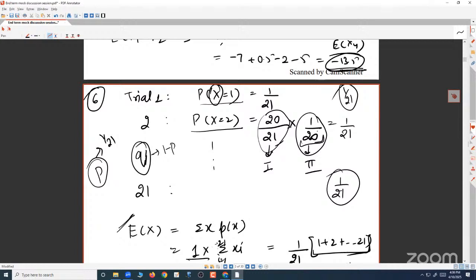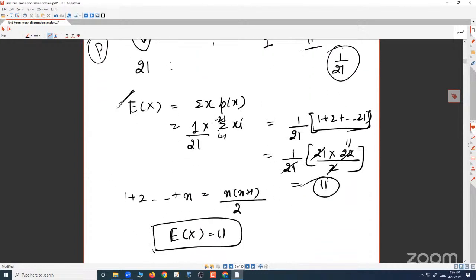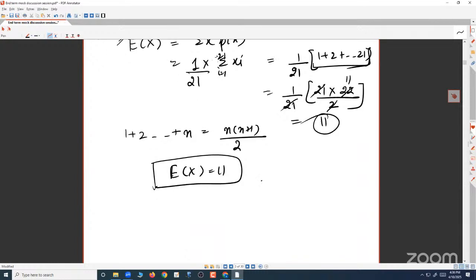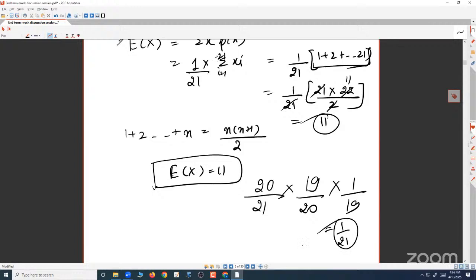Okay. So if we take the third trial, the first thing would be 1 minus 1 by 20, so it would be 20 by 21. Then the second would be 19 by 20. Then 1 by 19. If you calculate the probability, you are getting 1 by 21 only. Right? Yes, ma'am.